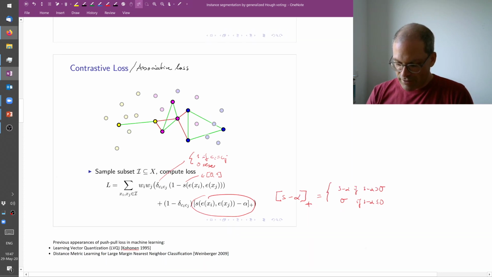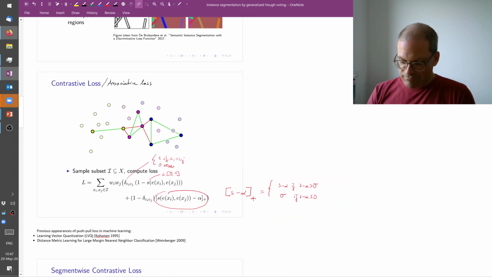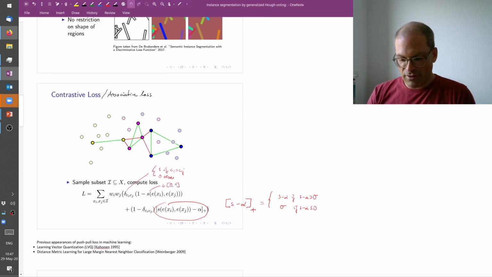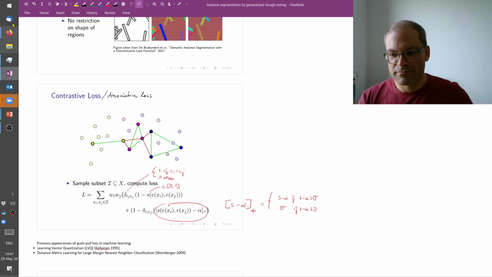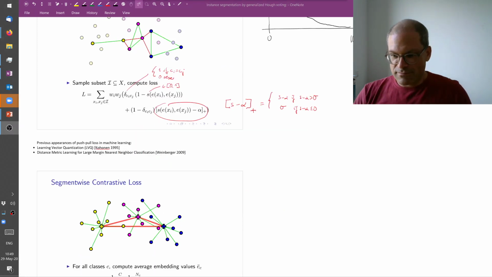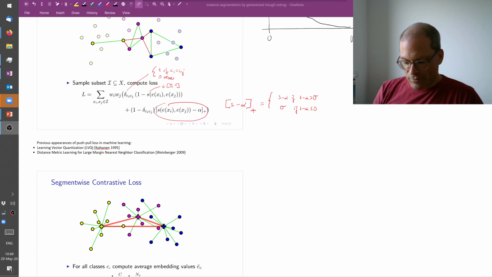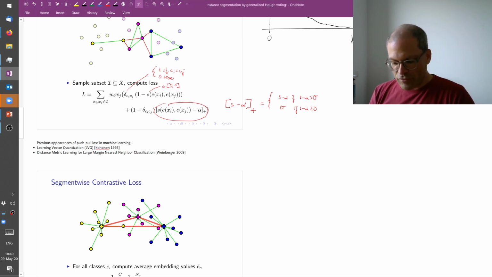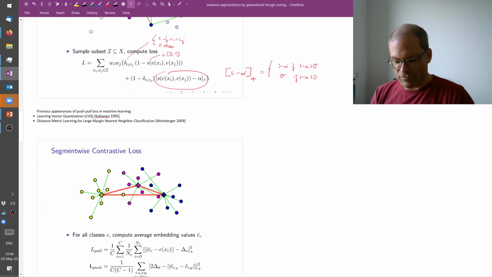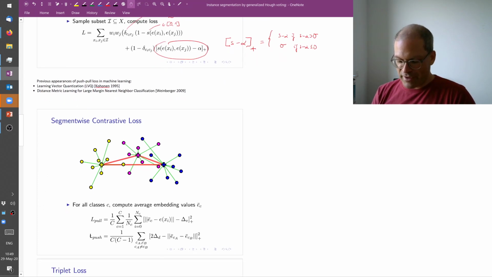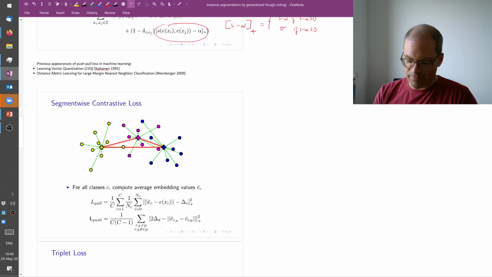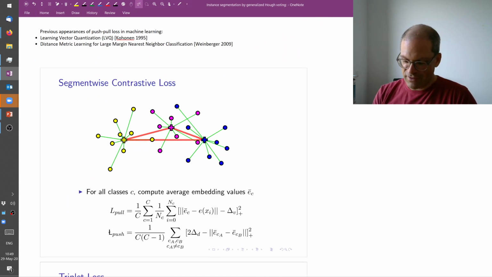Fairly straightforward. And let me ask if you have any questions for this associative loss. Okay, when there are no more questions, let's go on to improvement. The segment-wise contrastive loss empirically works better than what we have just discussed.